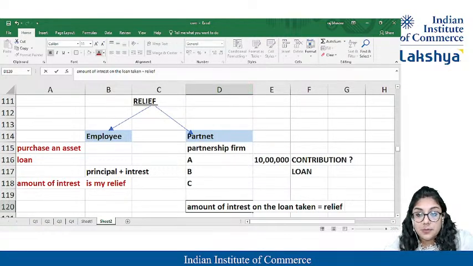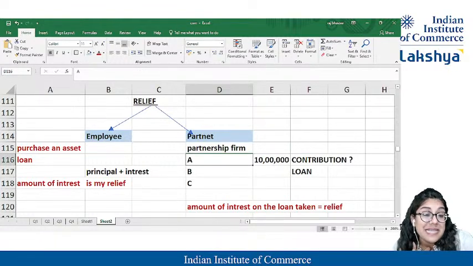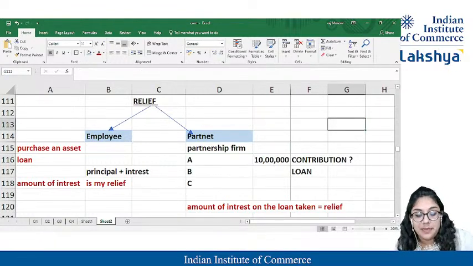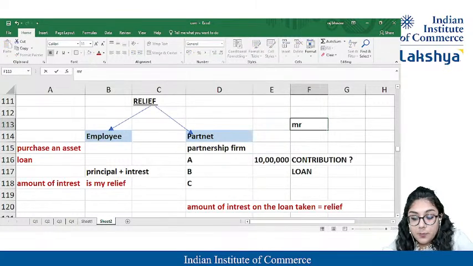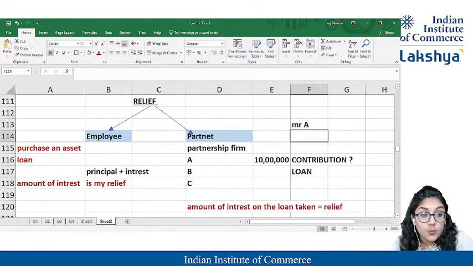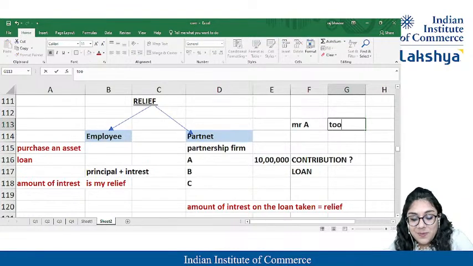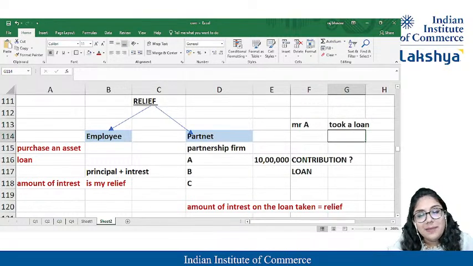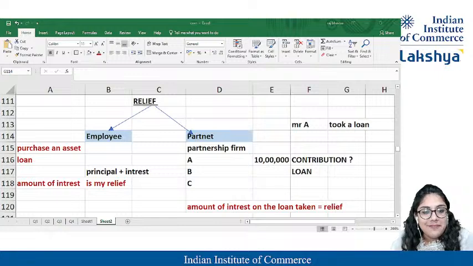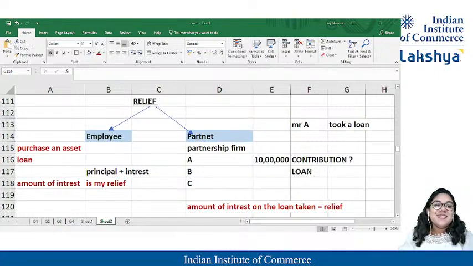But if I tell you something else, for example, I am Mrs. A, and my husband, Mr. A, was very kind, so he told Ashwini, you don't worry, I will take a loan on your behalf. Oh, that's so cool. So my husband took a loan. Guys, if my husband took a loan and paid interest and principal, will I get the relief? No. So that will not work.